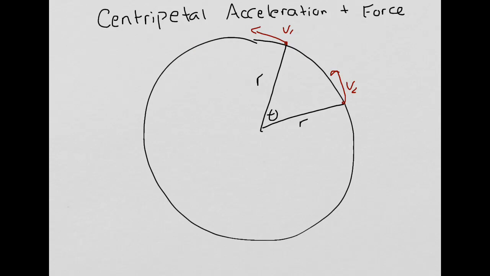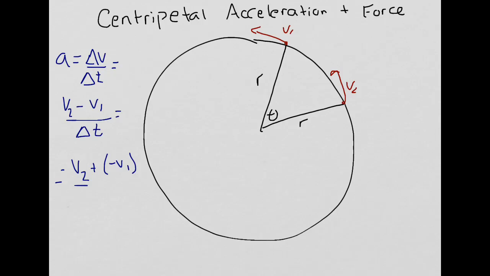Okay. So we have learned that acceleration is equal to delta V over delta T. And we know that delta V is equal to V2 minus V1, over delta T. And just to make a point, I can rewrite this as V2 plus negative V1, over delta T. Okay, so I know that this top part right here is delta V. Alright, so I want to graphically show you what delta V would look like.